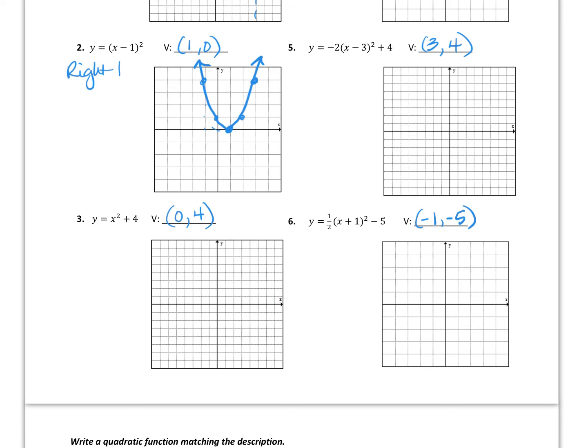Let's try number 3. This one, the vertex we said is at 0, 4. 1, 2, 3, 4. So what has happened? All that's happened is it's moved up 4 units. Now, that A value is not written because it's just a regular old 1, which means it's going to look like the parent function. It's going to go over 1, up 1, over 2, up 4. And then I do it in the other direction. Over 1, up 1, over 2, up 4.